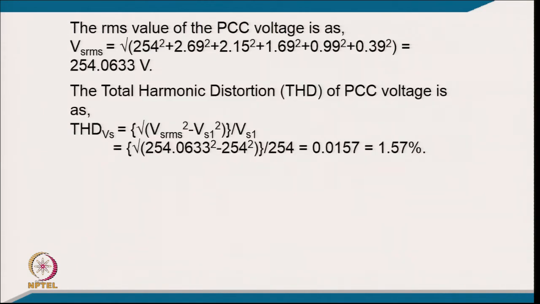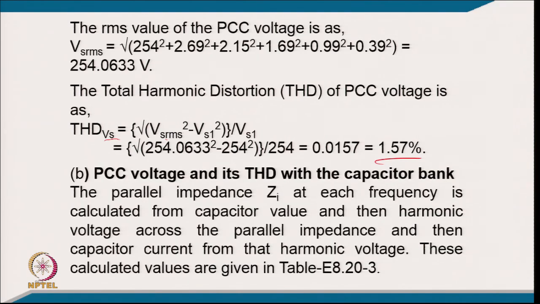Like the total harmonic distortion in PCC voltage, that is (Vs² minus Vs1²) by Vs1, and it is only 1.57% is the total harmonic distortion of the voltage caused by this nonlinear load at the point of common coupling without capacitor. Now, we come to PCC voltage and its total harmonic distortion with capacitor bank.